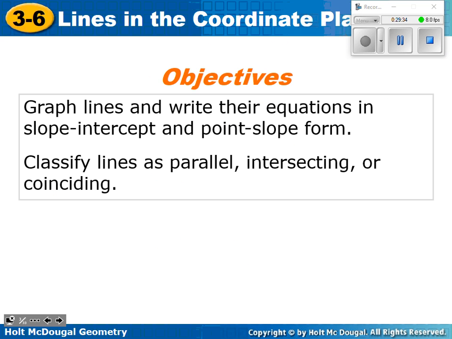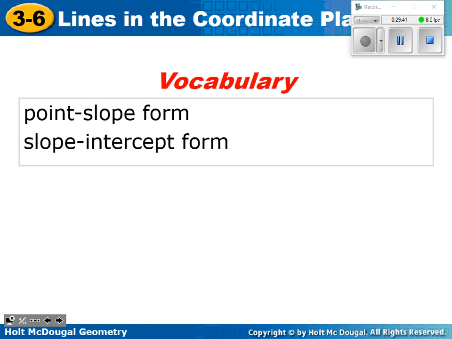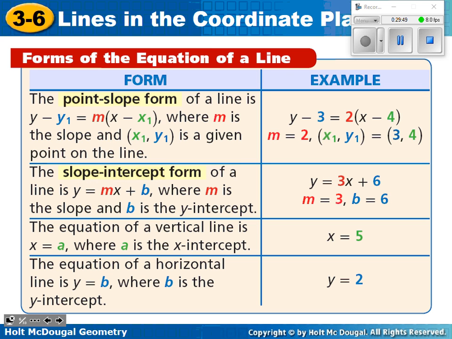So now we're trying to write equations of lines. We're going to graph lines as well in this section. We have our two forms, point-slope and slope-intercept, and you have to know the difference between the two. I'm going to be super picky about that. If the directions say write it in slope-intercept and you write it in point-slope form, you will not get any credit. You have to know the difference.